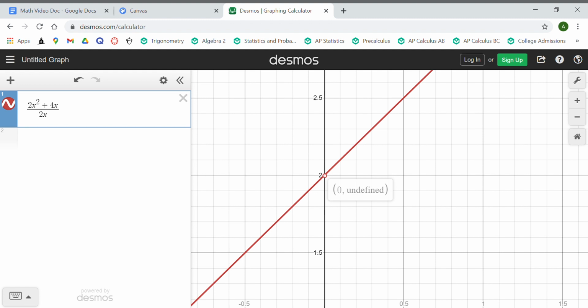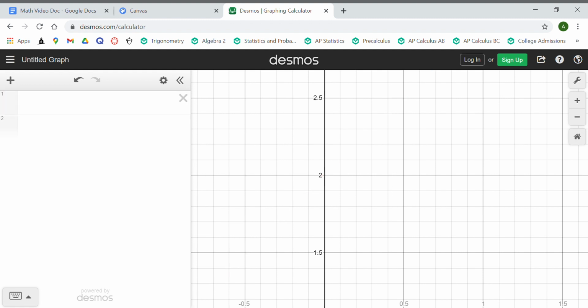Undefined. Because if you actually try to plug 0 in for x, you get something over 0. You can't divide by 0, so we have an undefined y value for x equals 0. Linear functions have to have an infinite domain and range.